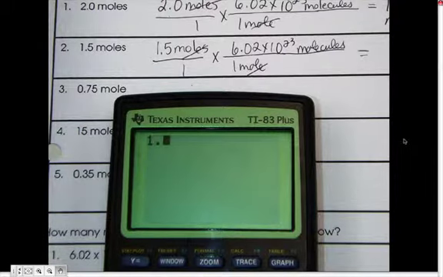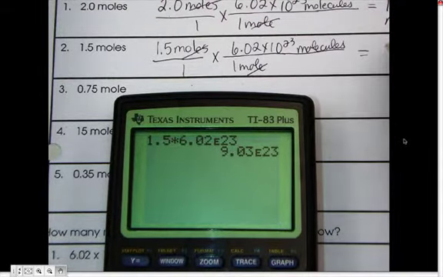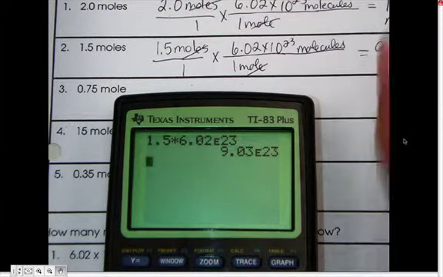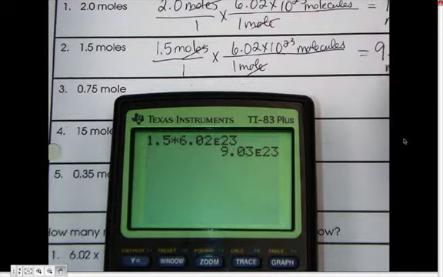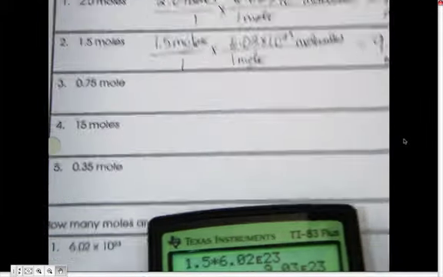So let's put it in here. 1.5 times 6.02, second, comma, to get that little E, 23, enter, 9.03. Let's make it 2 sig figs, so 9.0 times 10 to the 23rd molecules. Okay, and then you continue just like that the rest of the way down.